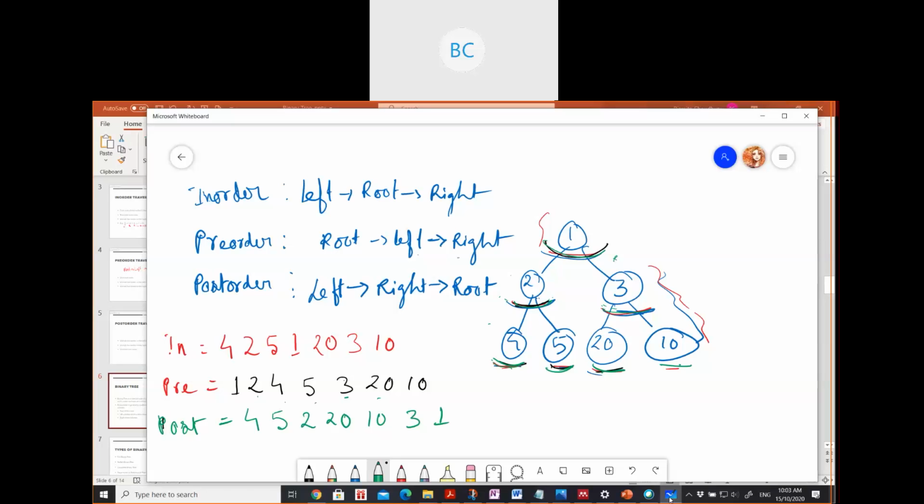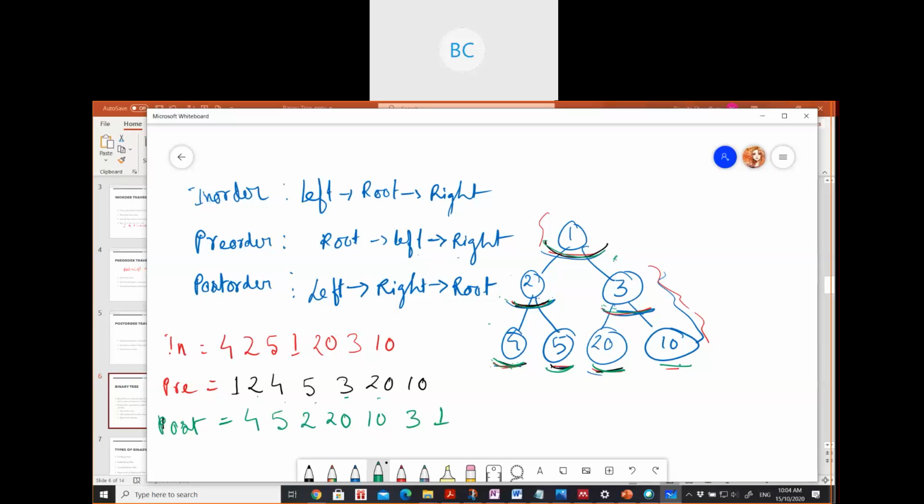So in this big tree, this is your root, correct? That means we will read this one in the end. There are two subtrees, this two and this one. Again in this tree, we will follow the same thing: left, right, and root. So in this case, again the left is 4, then the right child is 5. Then after that we will read the root.